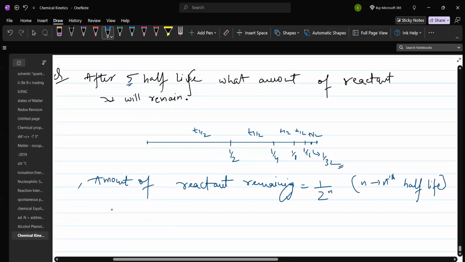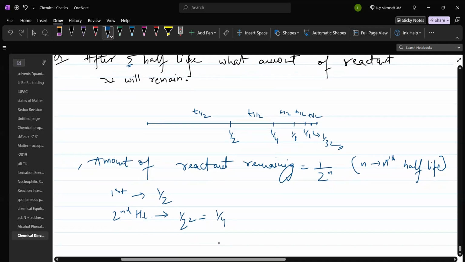If you have the first half life, half has been exhausted. In the second half life, 1 by 2 to the power 2, which is 1 by 4th, has been exhausted and 1 by 4th is the remaining. In the third half life, it will be 1 by 2 to the power of 3, so 1 by 8 is only remaining.